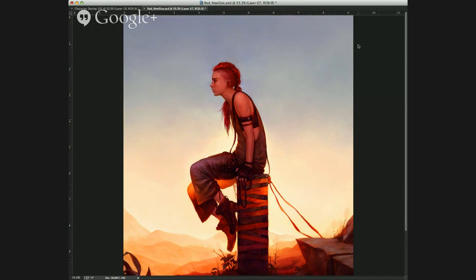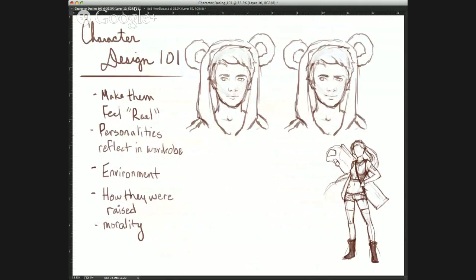So the rule of thumb for me when using saturation is to try working more desaturated and then having pockets of saturation where you want the viewer to be looking, and avoid oversaturating your picture unless you really know how to work it.